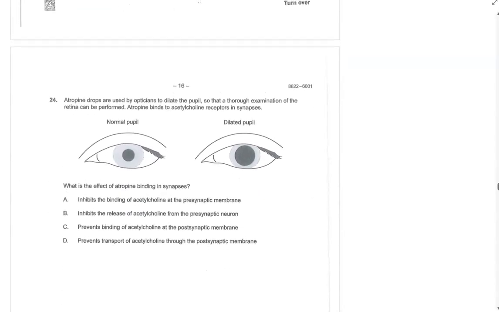24. So these atropine drops can dilate the pupils. They're binding to the acetylcholine receptors in the synapses. What's the effect of atropine binding in the synapses? If you think about the synapse, it's got to be something to do with the postsynaptic membrane. So it prevents the binding of acetylcholine at the postsynaptic membrane. That is C, which is correct.